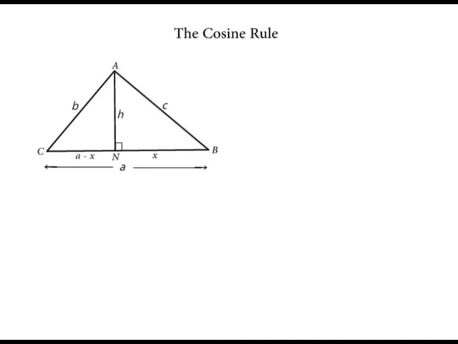The cosine rule. Now consider this triangle ABC. AN is perpendicular to BC at N, and therefore triangles ABN and ACN are right-angled triangles. Using Pythagoras' theorem, in triangle ANC, b squared is equal to h squared plus (a minus x) squared. Expanding that bracket, we shall have b squared is equal to h squared plus a squared minus 2ax plus x squared. We call that equation 1.